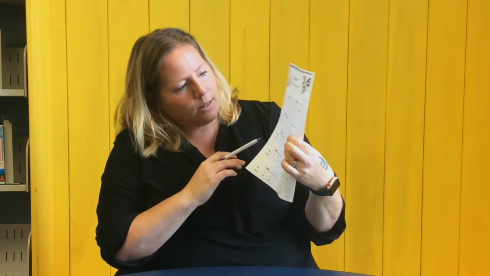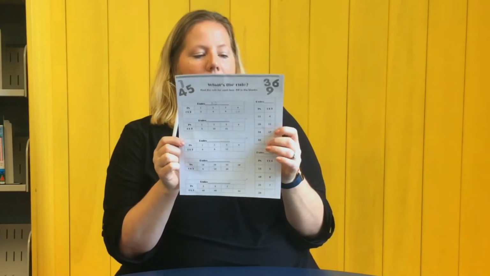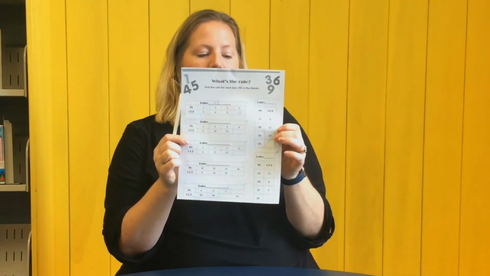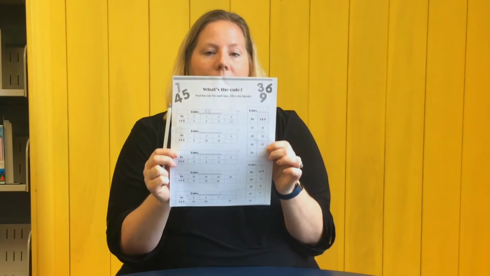So if I do 11 minus 7, I'm going to get 4. And then if I do 18 minus 7, I do get 11. So my rule is holding. If I do 24 minus 7, I do get 17. My rule is still holding.